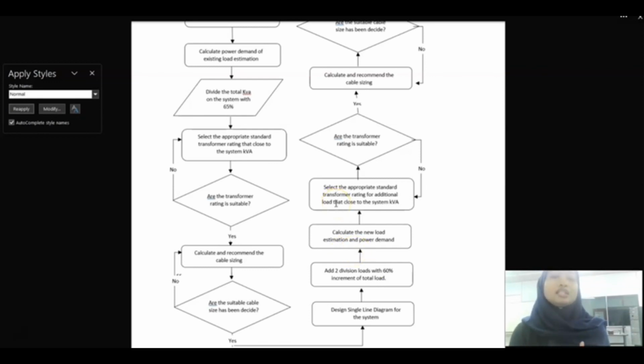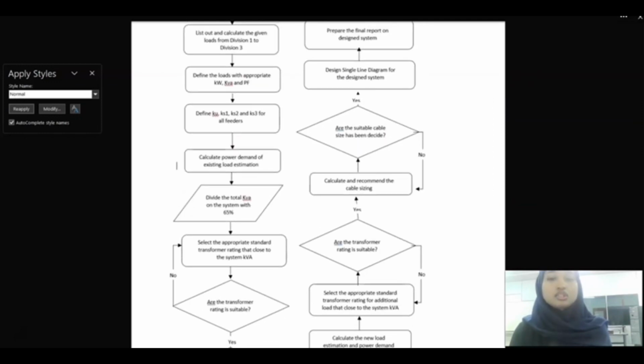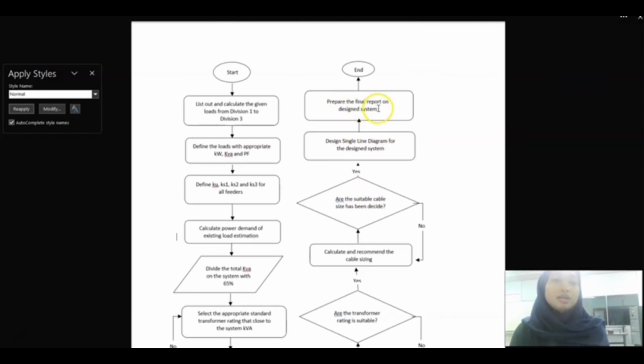And we have to repeat the step back, which is to reselect the type of transformer rating that is suitable for the additional divisions, which are division 4 and 5. And after the transformer is suitable, we have to choose the suitable cable sizing. And then if it is suitable, we have to recreate the single line diagram for all the designated system. And last but not least, we have to prepare the technical report for this design system.